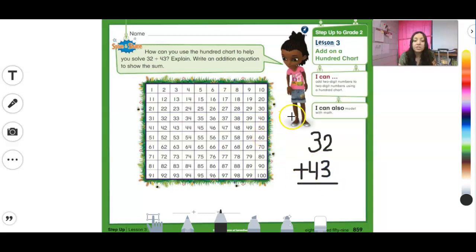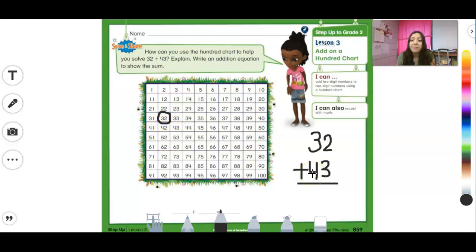Okay, so what I'm going to do is I'm going to find the number 32 first. So here's the number 32. Then I'm going to think about 43. Let's think about 43. What do we know about 43? We know how many tens are there? 4 tens, very good, and then 3 ones. Well, we know that when we want to find 10 more of something, remember we go down. Remember, if we're going by tens, 10 more than 32 would be 42. 10 more than 42 would be 52.